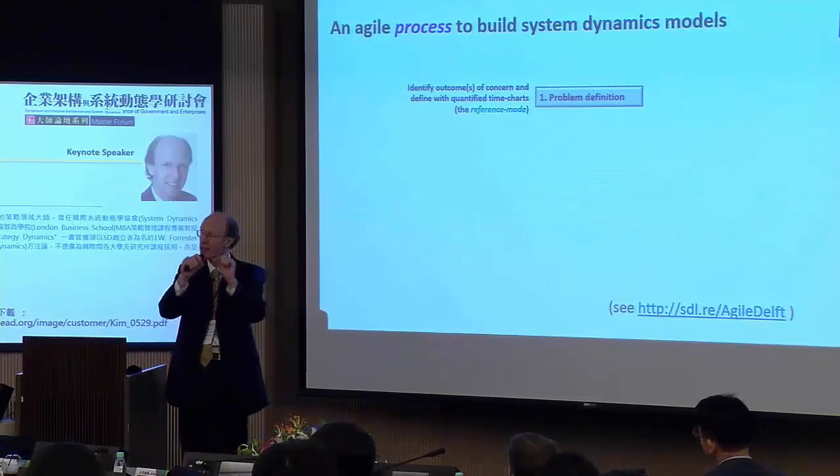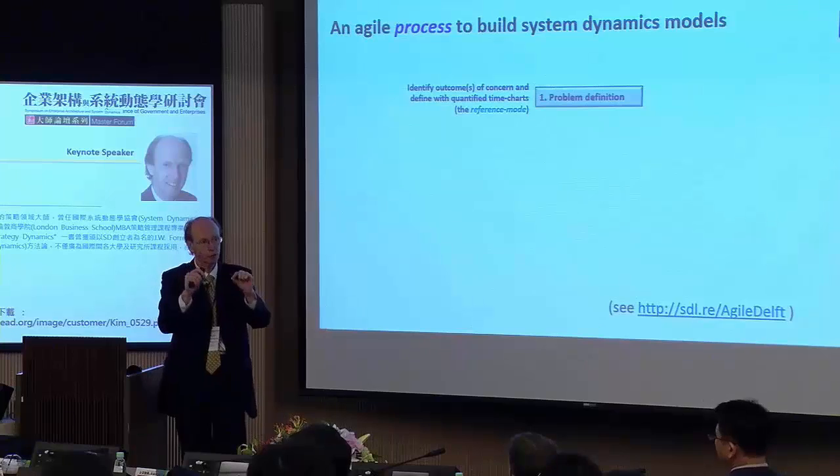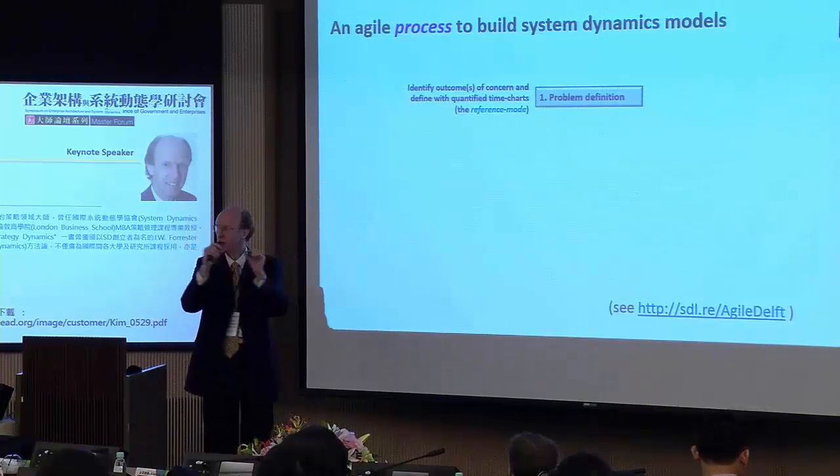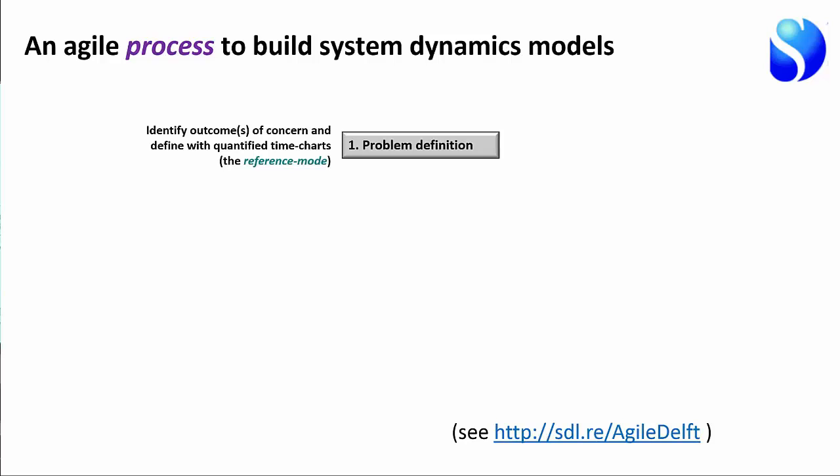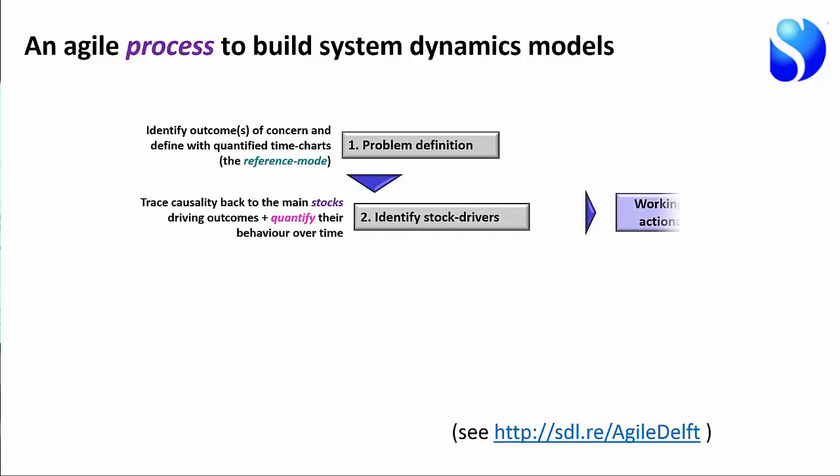If you go wrong at any point, the model tells you you've gone wrong, and you immediately go back and fix it. So this is Agile. That's what we're doing. We're doing Agile. So you identify the outcomes of concern. That's that time chart of what's happening to profit or what's happening to the crime rate. Trace the causality back to the stocks, and you immediately have a working model.